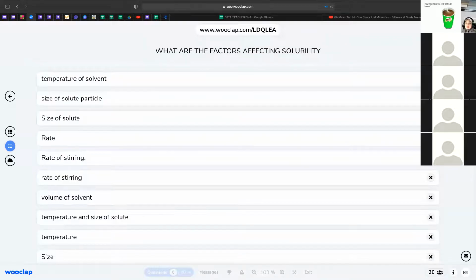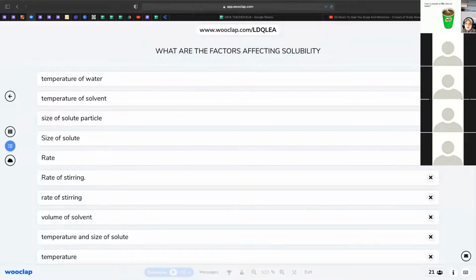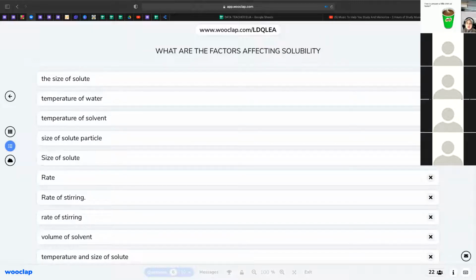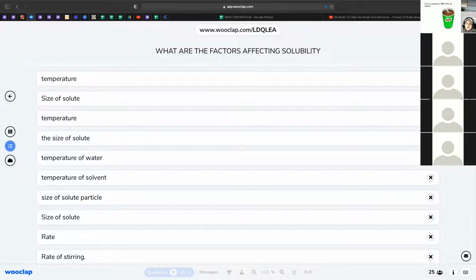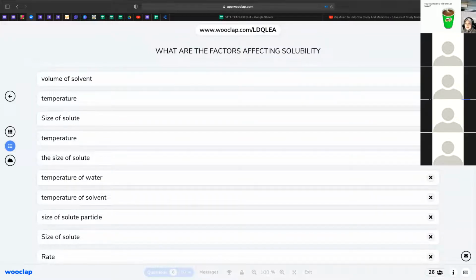If you are using a very high temperature of the solvent, you will have a solution faster compared to using a very low temperature, colder solvent. Okay, rate of stirring. Yes, very good. Rate of stirring. I like it.